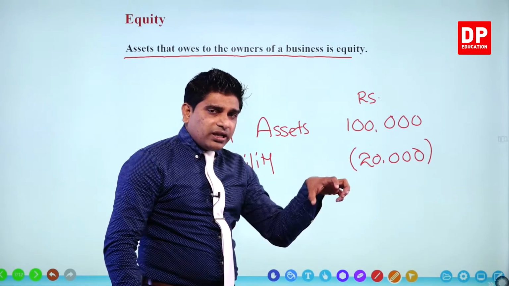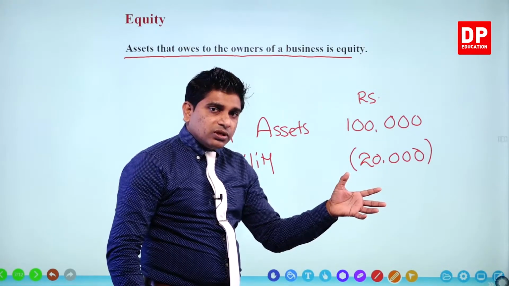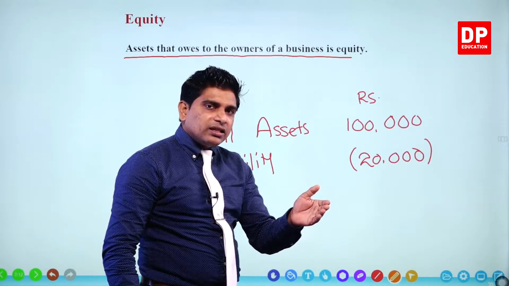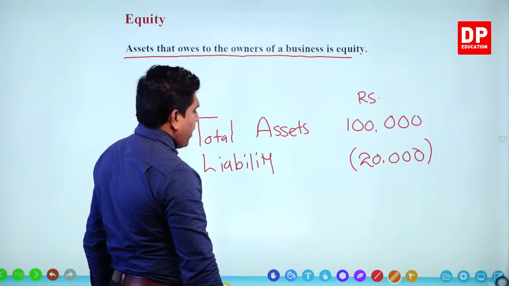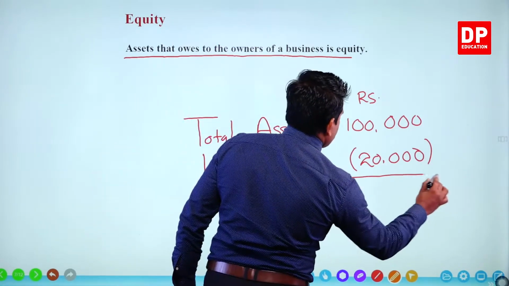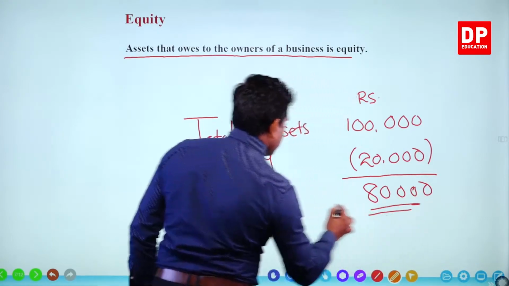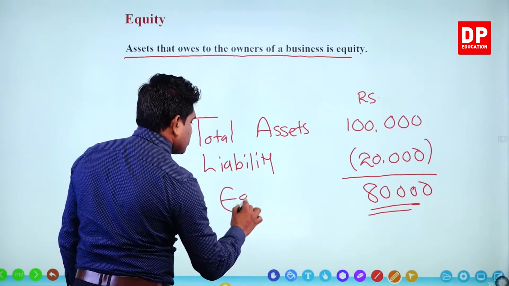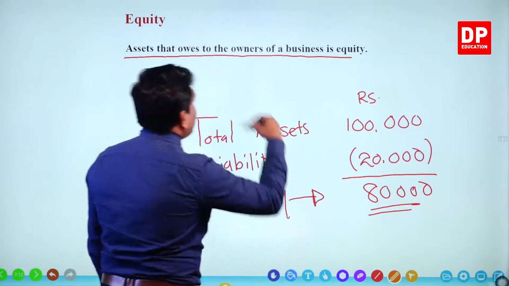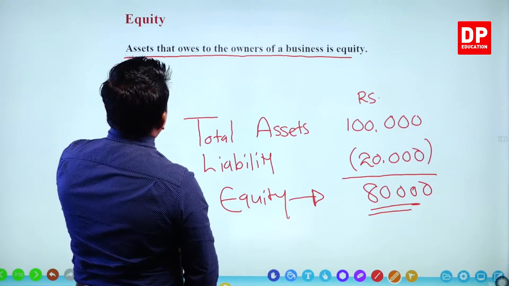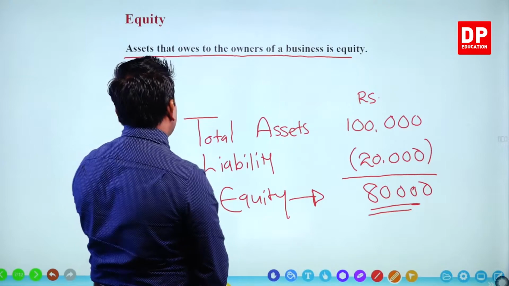That 20,000 money is not owing to you. It's an external party. How much is your contribution? Total assets minus your liability. Then how much? 80,000 worth of assets is owed to you. This is your equity. That's why it says assets that are owed to the owners of a business are equity.